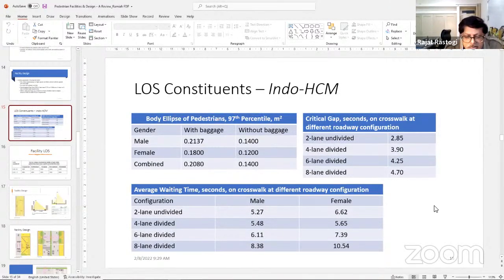Vivek, after this lecture, when you have some leisure time, you can discuss it with Vivek also, because he has also worked on these methods. So these values have come in IndoHCM from the RAPS method.